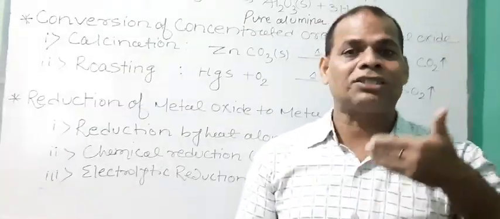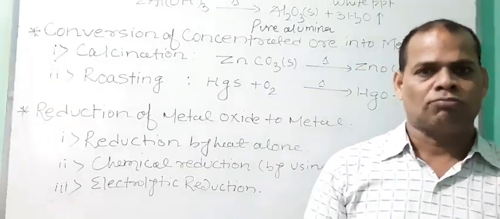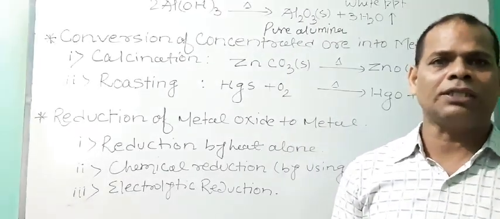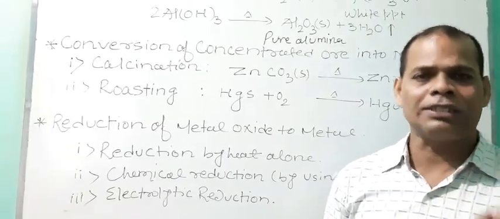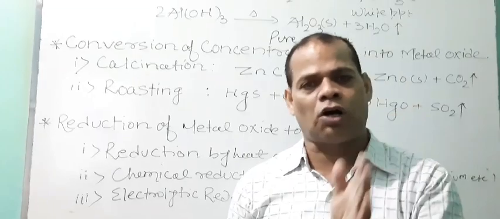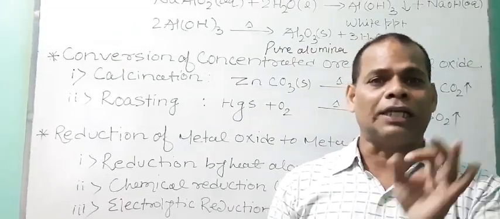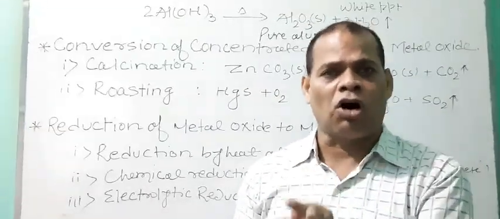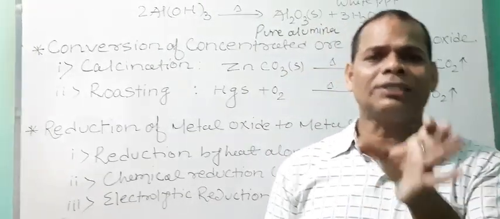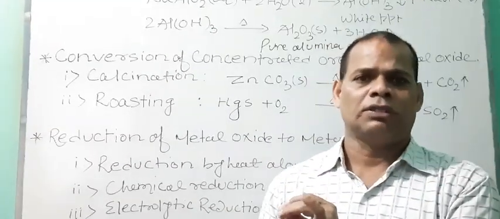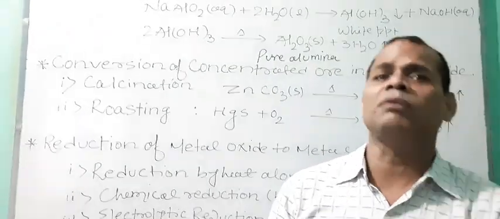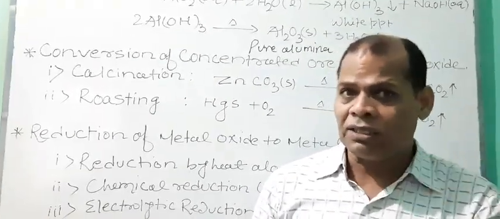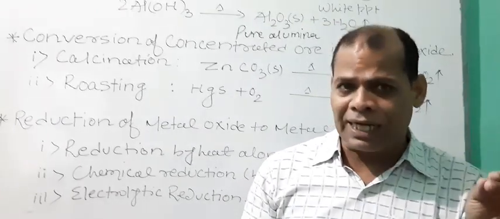Now, what is a calcination process? Calcination process is a process in which carbonate ore is strongly heated in a limited supply of oxygen, or in some of the books it says in absence of oxygen, below its melting point.